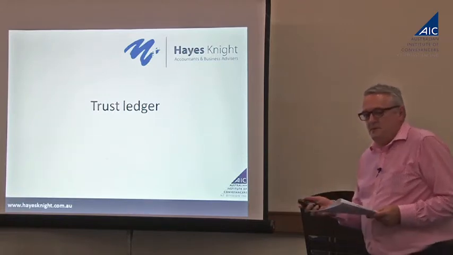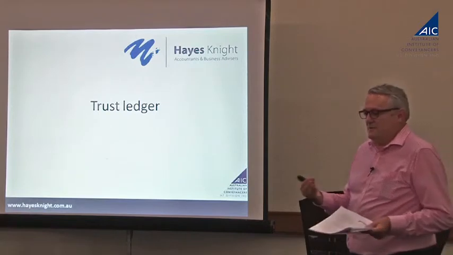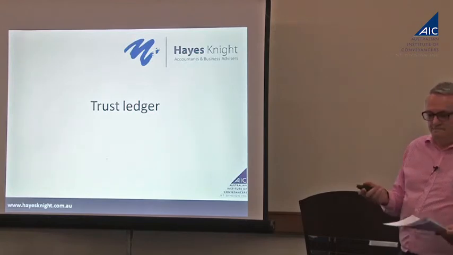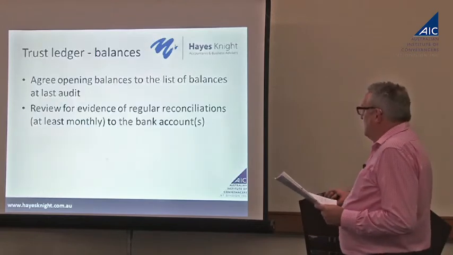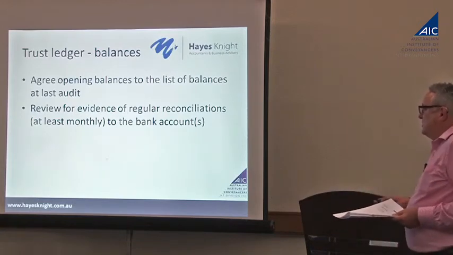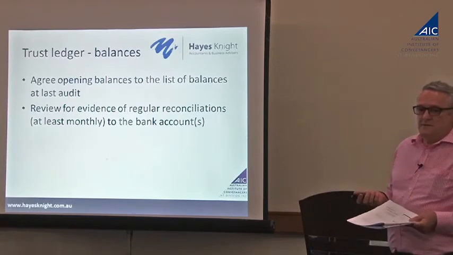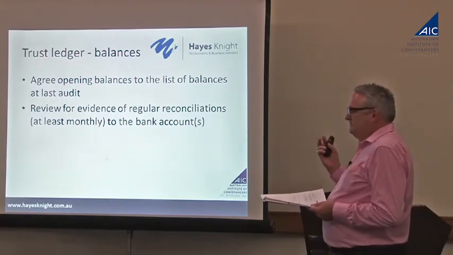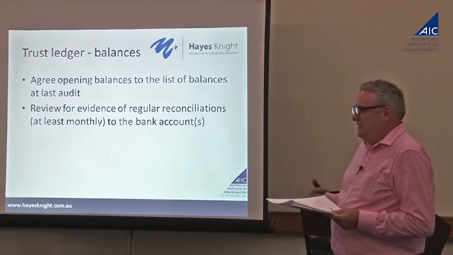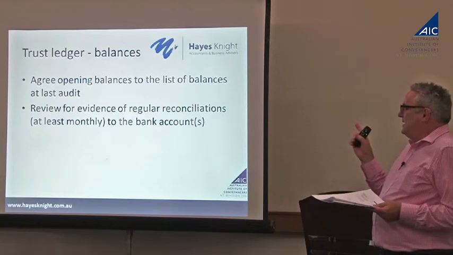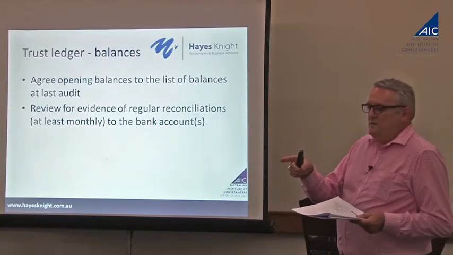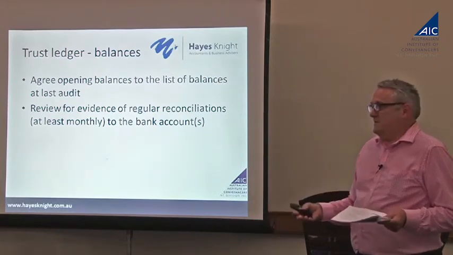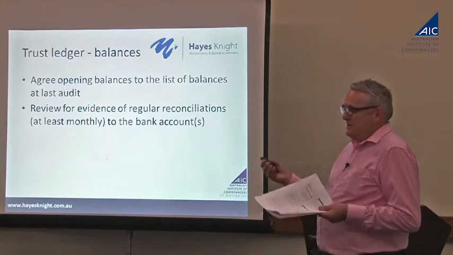So the trust ledger is probably one of the most important documents. If the receipt and the payment documentation has been, the trust ledger tells the story of the whole history of the matter. So one thing we do is agree opening balances to the list of balances at the last audit. I don't, luckily these days, do a lot of the legwork, but at the end of last year, even if we've created our report in a Word document, I'll drop it in Excel and make sure that the listing adds up. Nothing else has to add up, because we're saying that it agrees to the bank balance.